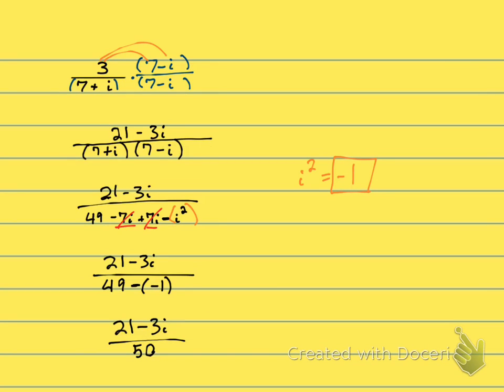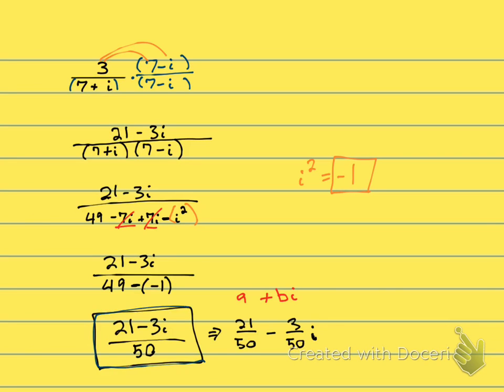Now, if you wanted to, you could take this a step farther, and you could turn this into a complex number, and we would do the 21 over 50 minus 3 over 50I. Most math people are going to want it in this form, and the form is A plus BI. But you're probably good just leaving it just like this.